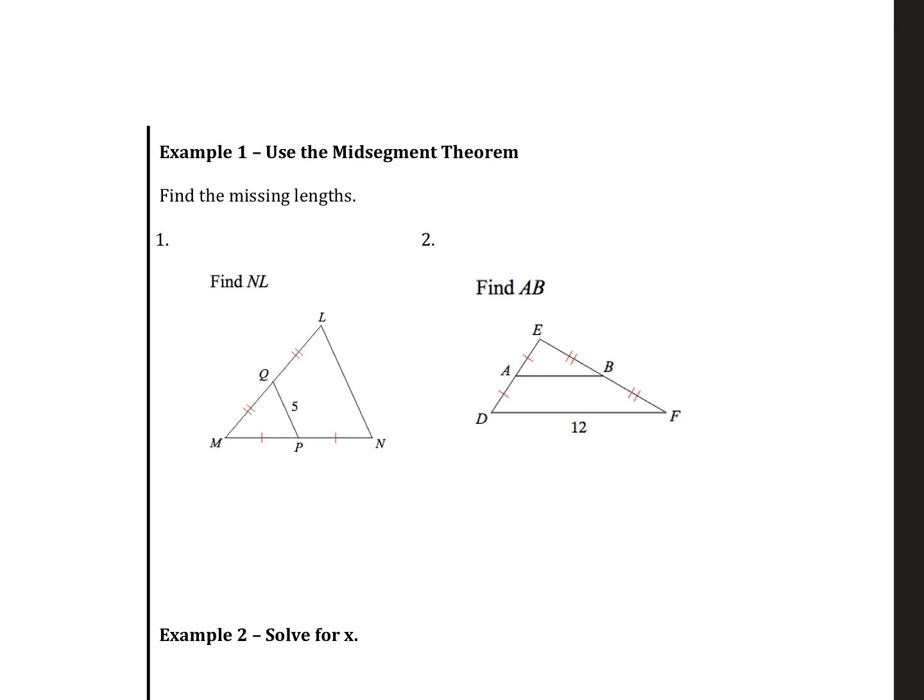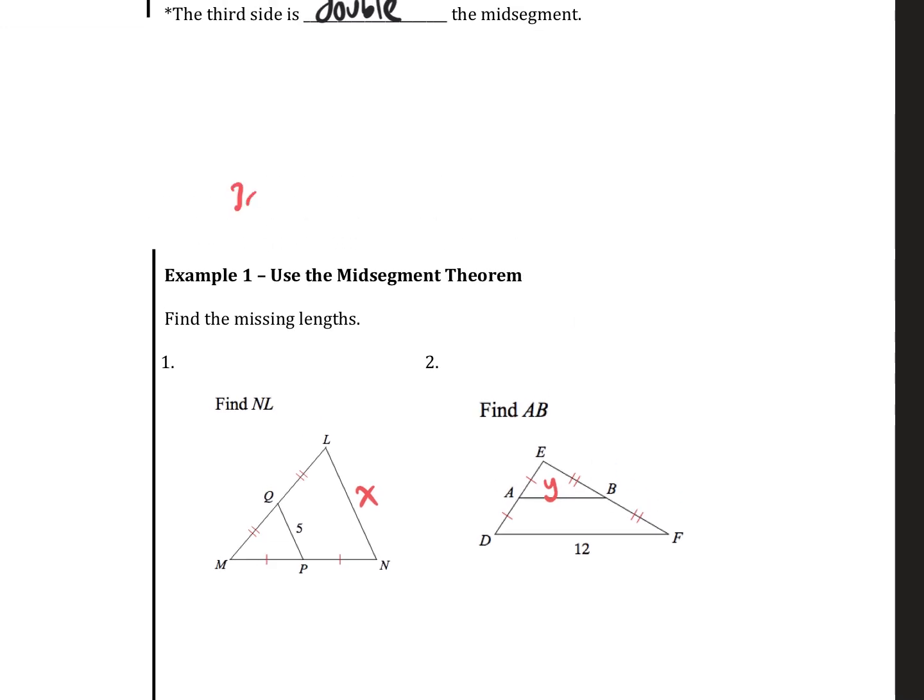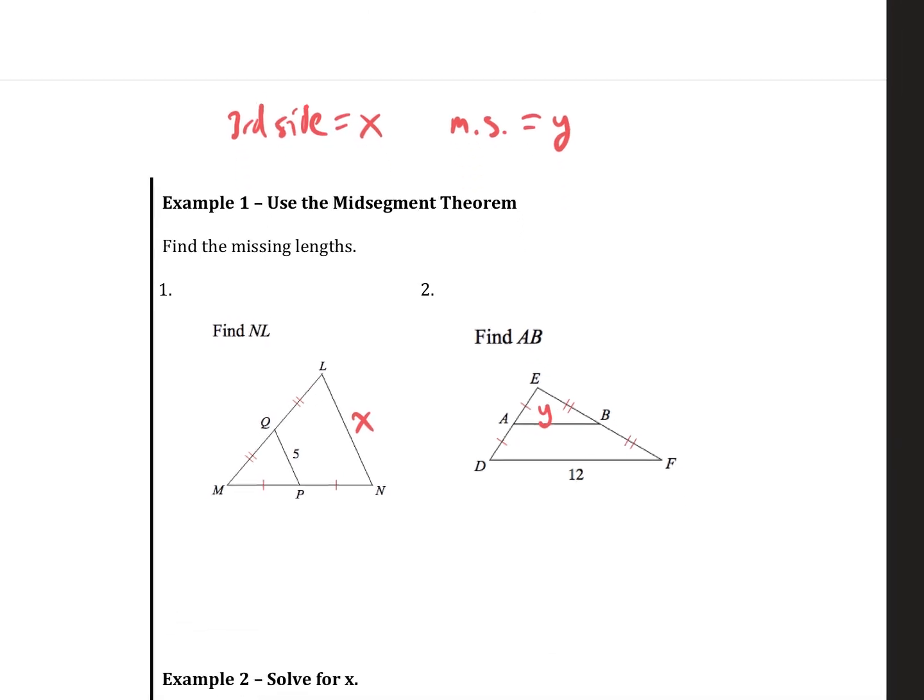So we're looking for the missing lengths. It says find NL. Let's call that X right there. And we're looking for AB here. Let's call that X right here. Actually, you know what? Let's call it Y here. So we're going to call the third side X. Let me write that up here. Third side equals X, and midsegment equals Y, just to keep them organized here, okay?